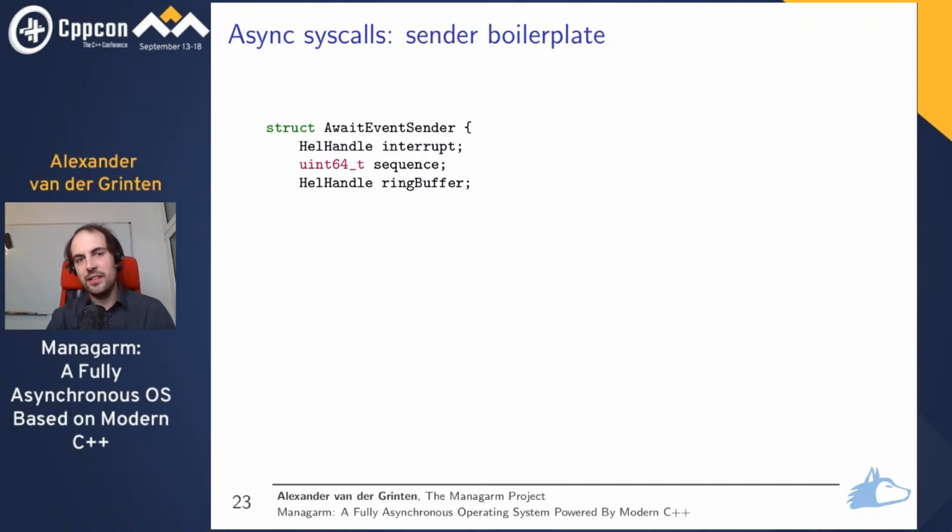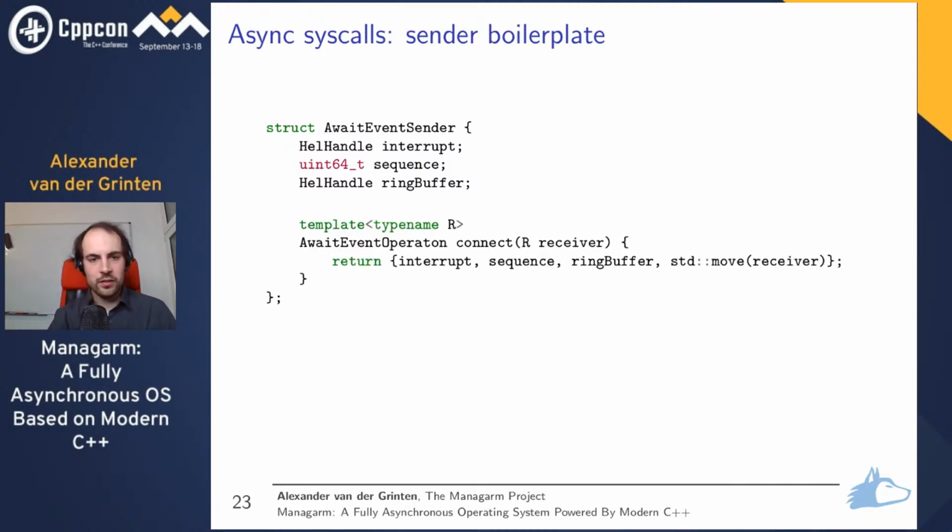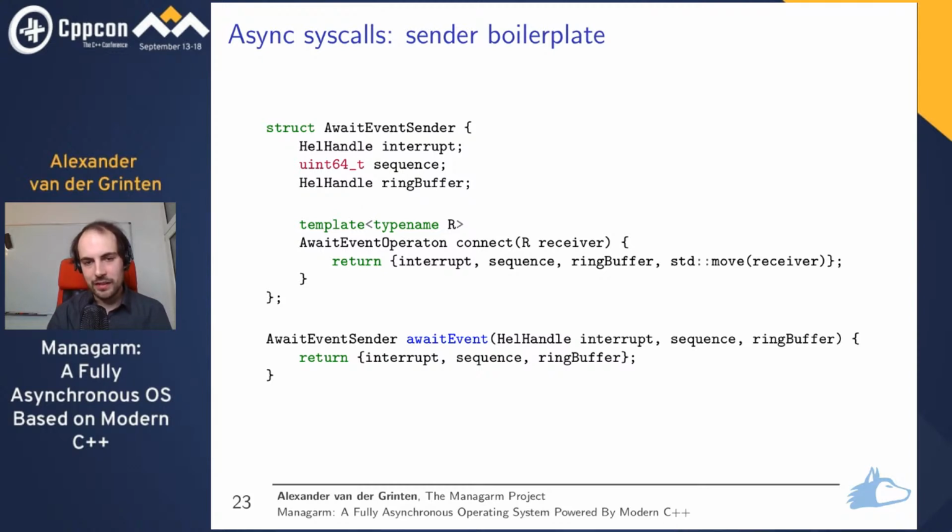Good. So this operation is not really hard to code. The sender is even easier. The sender only stores some of that data. It has a connect function. The connect function is again templated on the receiver, and it constructs an operation object, an await event operation, which should also be templated on the receiver. Actually, I forgot the R here. And then it just passes everything into this operation object that we've seen before. Finally, the function that we actually want to call is just this await event function here, and it constructs a sender. So that's just boilerplate to construct a sender. As I said, there's some annoying boilerplate, but there's no good way around that, I think. In the end, we have these two classes, the operation class and the sender class, and they're more or less straightforward to implement.